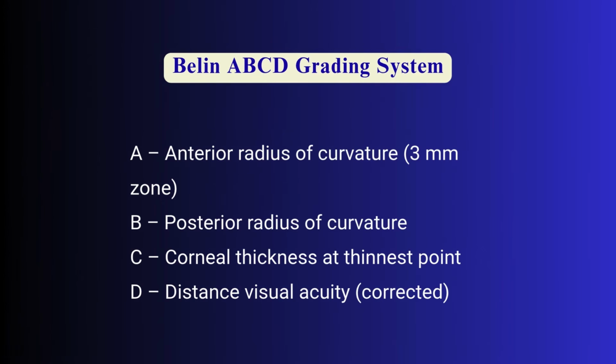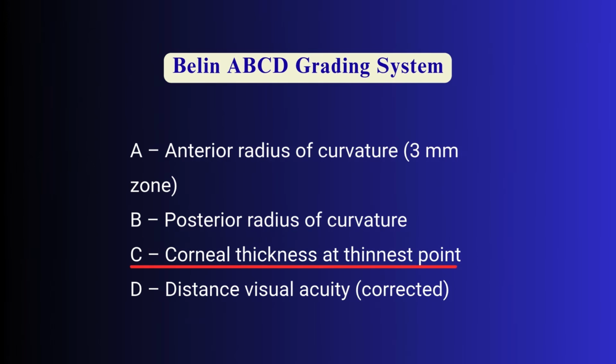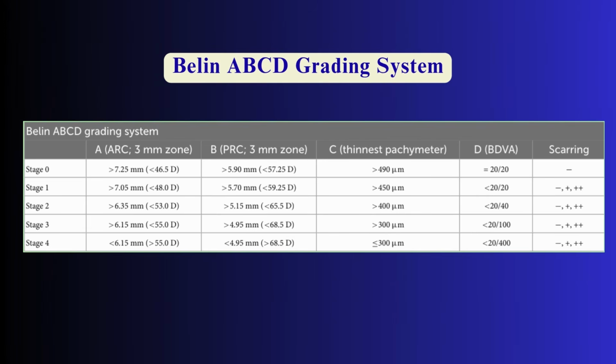Then we have the Bellin ABCD classification. Here, ABCD is an acronym. A stands for anterior radius of curvature in the 3 millimeter zone, B is the posterior radius of curvature, C is the corneal thickness at the thinnest point, and D is the corrected distance visual acuity. All these four factors are considered in this classification. This system helps us assess the disease holistically and also track progression more accurately. We'll talk about progression in a while.